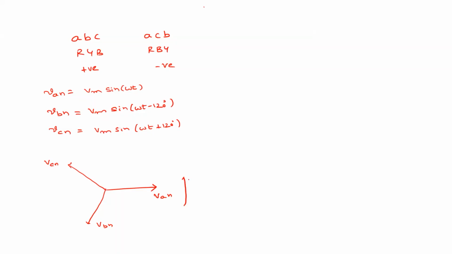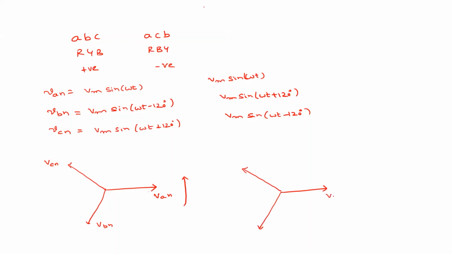So here the direction of rotation is like this. The A phase vector is followed by B phase, then C phase. So in this ABC case, it will be like this: Vm sine omega t, Vm sine omega t plus 120 degrees, and Vm sine omega t minus 120 degrees. This is A phase, this is B phase, and this is C phase. So this is VAN, VBN, and VCN, and this is the direction of rotation.